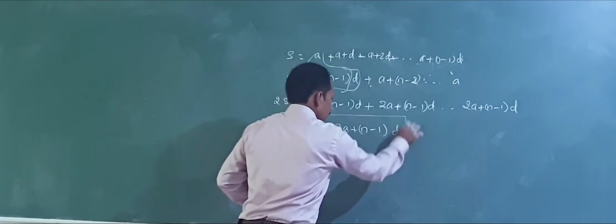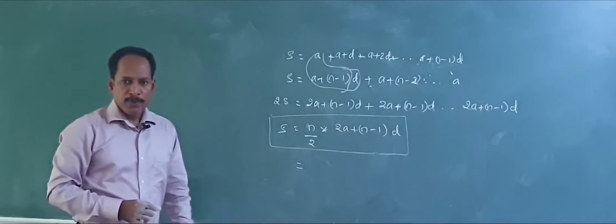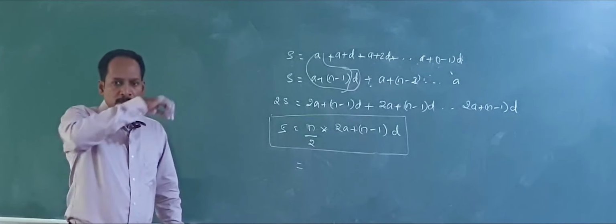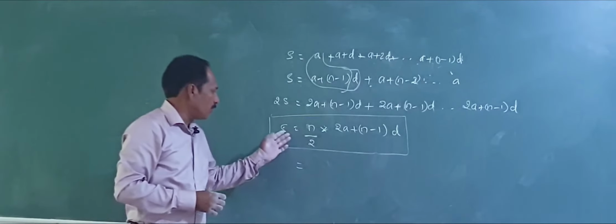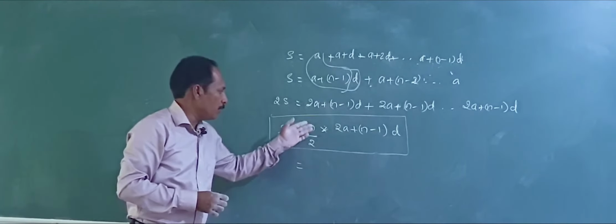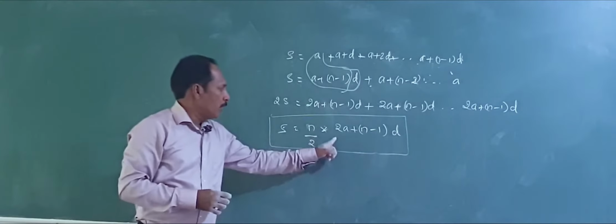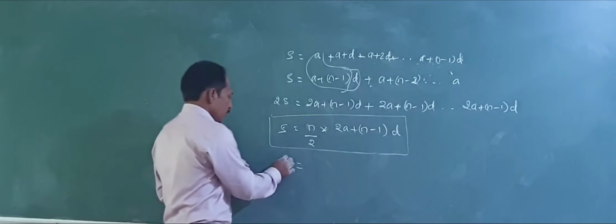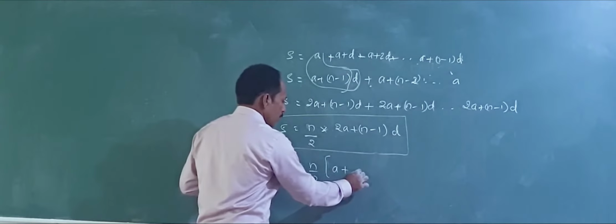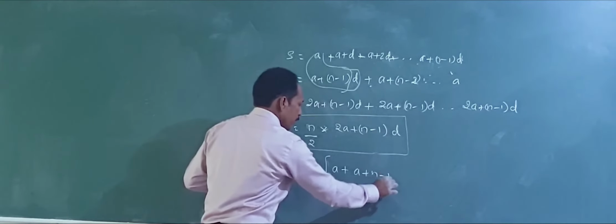This is actually the formula to find the sum of the first n terms of an AP, that is arithmetic progression. So we have to use the formula: Sn will be n by 2 into 2a plus n minus 1 into d, or this could also be simplified. So S is equal to n by 2, as we know that, 2a can be written as a plus a plus n minus 1 into d.